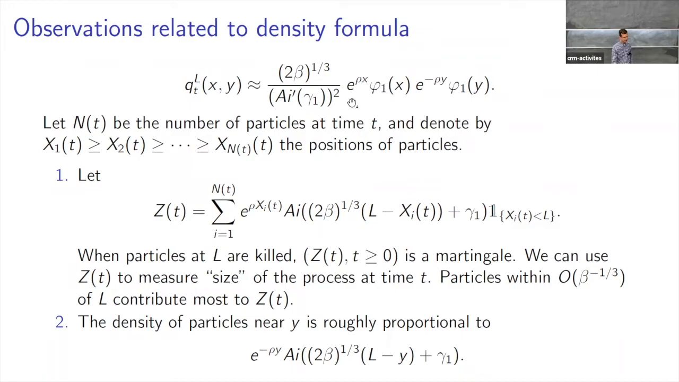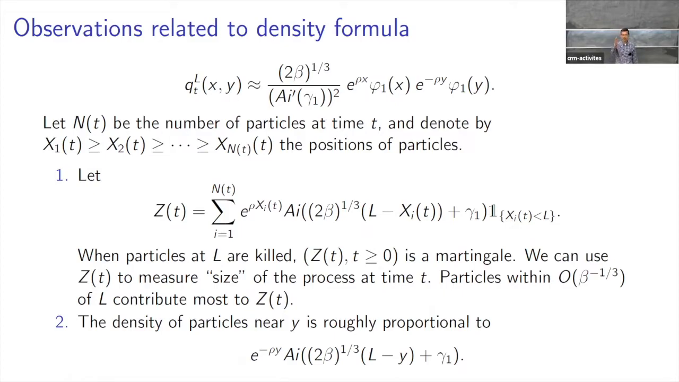Notice that the density is proportional to e to the rho x times this area function. So that's saying that if we have a particle located at x, then e to the rho x times phi1 of x is what will predict how many descendants that particle will have a long time into the future. And so if we define Z of t to be this sum here, where a particle at x contributes e to the rho x times this area function to the sum, that turns out to be a natural measure of the size of the process at time t.